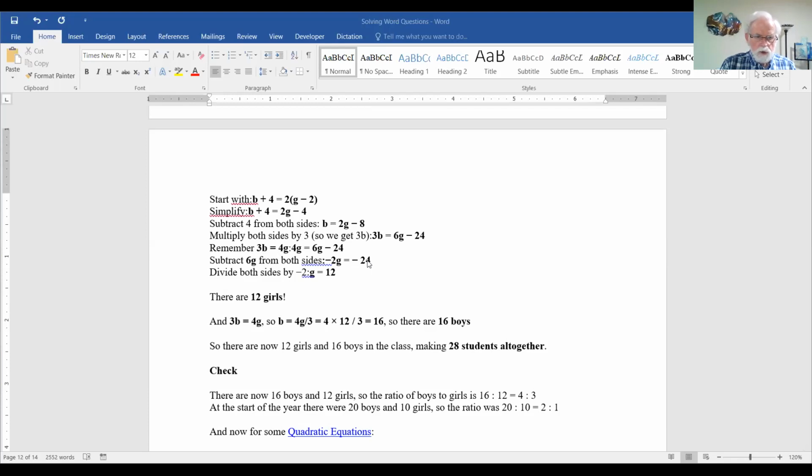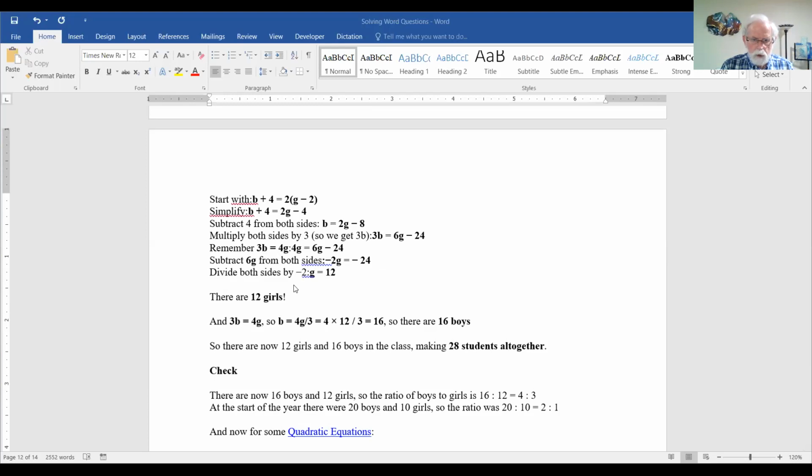So we can rearrange that and calculate, subtracting 6g from each side, we get minus 2g is minus 24. We know the answer has to be positive. We can't have a negative number of students. So if we find ourselves looking at something with a negative number, we know we've done something wrong. This is sort of a gut check at the end, right? So then we're dividing both sides by minus 2. In other words, there are 12 girls.